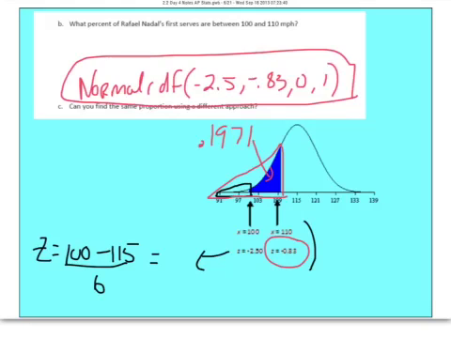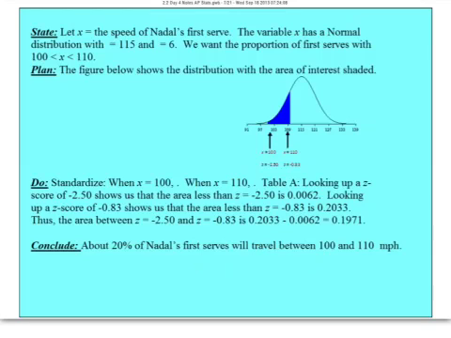Now let's look at the state, plan, do, and conclude for this problem. Again, our state is going to be the same thing. I just need to fix this. Our symbols got lost. That mu is 115, standard deviation is 6. This time we want the proportion of first serves with x in between 100 and 110. Our figure below shows us the distribution with the area of interest. Again, I should label this the speed of Nadal's serves. First serve, I should say.